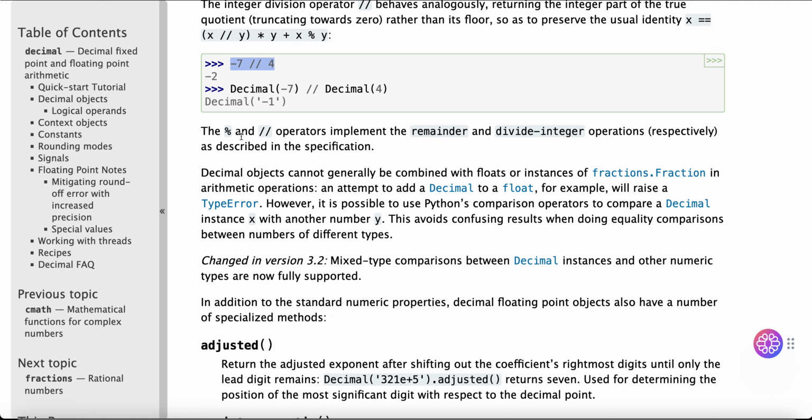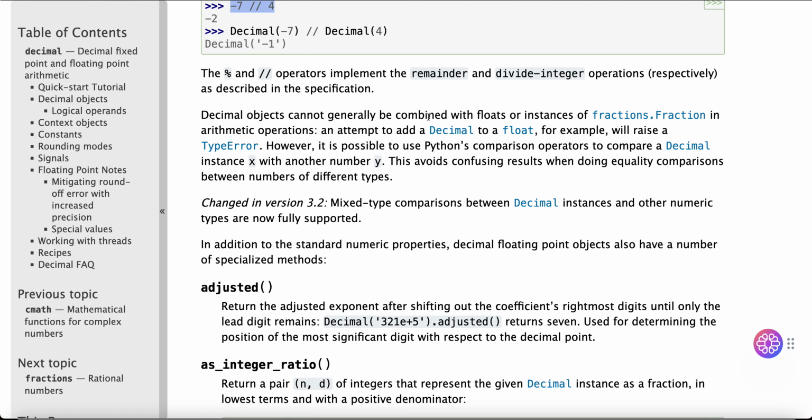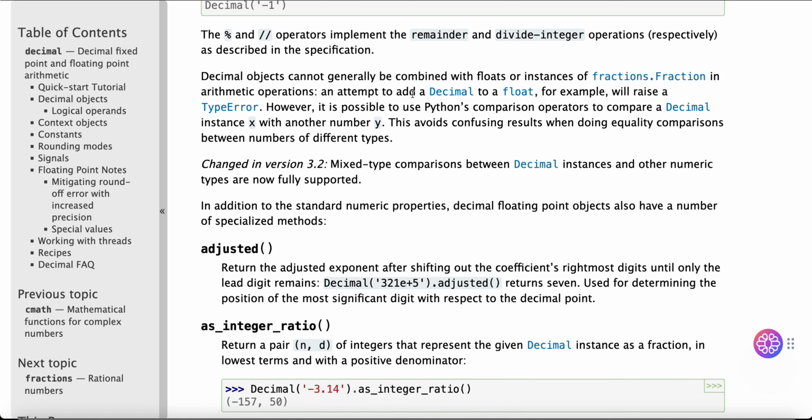The modulo and integer division operators implement the remainder and divide-integer operations respectively, as described in the specification. Decimal objects cannot generally be combined with floats or instances of fractions.Fraction in arithmetic operations. An attempt to add a Decimal to a float, for example, will raise a TypeError.